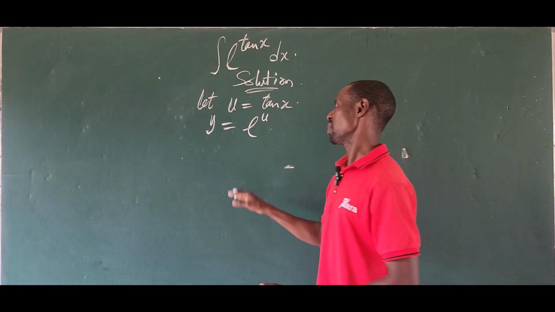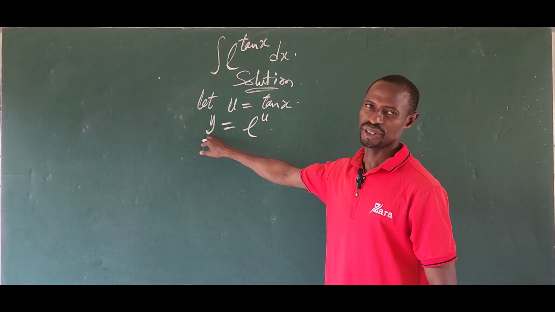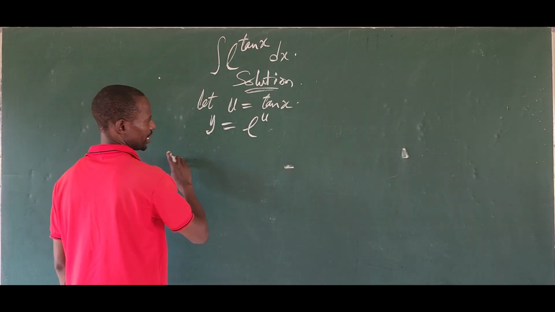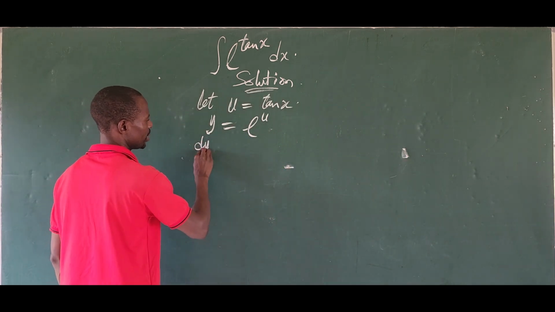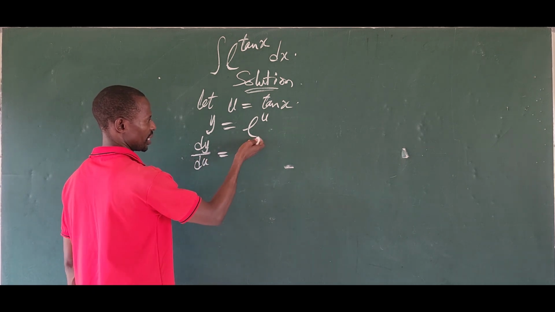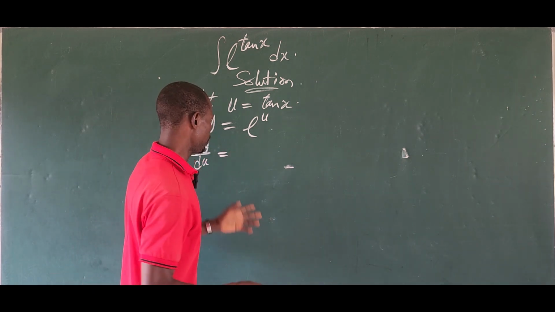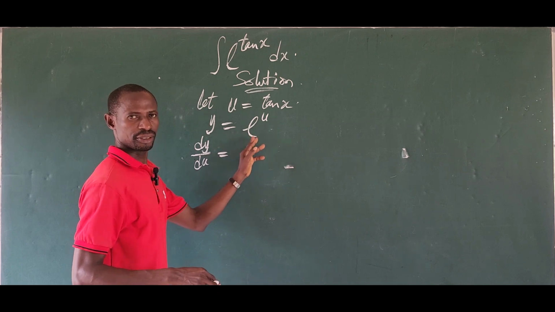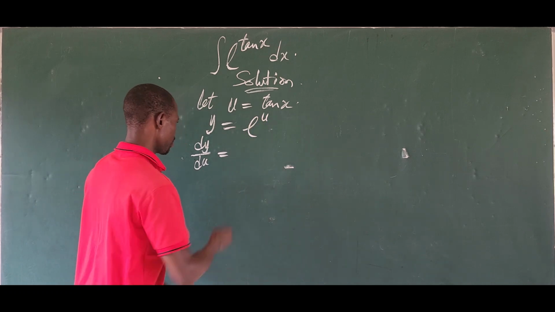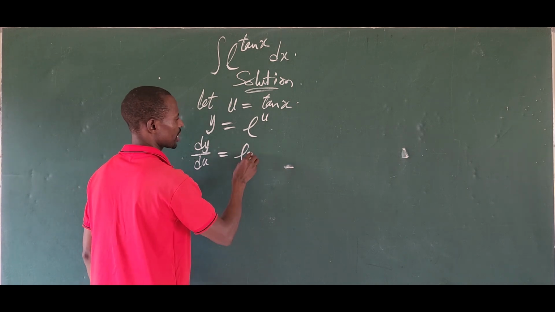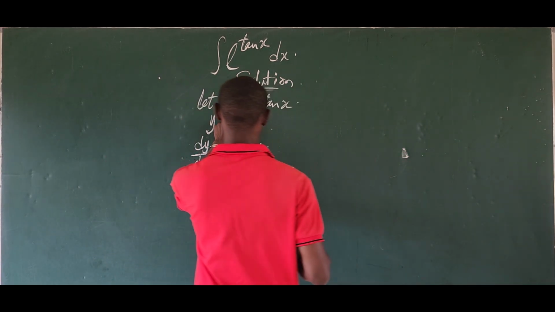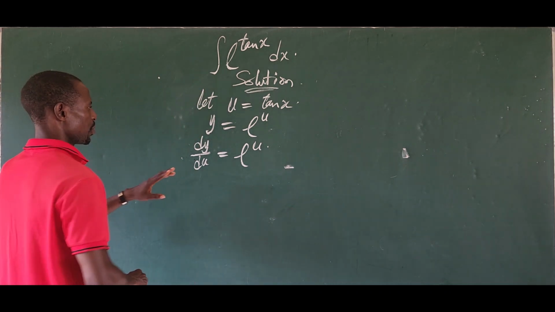Good. So we want to differentiate this function with respect to u. Let's find our dy/du. dy/du is going to give us what? We know that if you differentiate e to the power of x, that will give us e to the power of x, right? So this is still going to give us e to the power of u. The next thing now is this function. Now I want to differentiate this function.